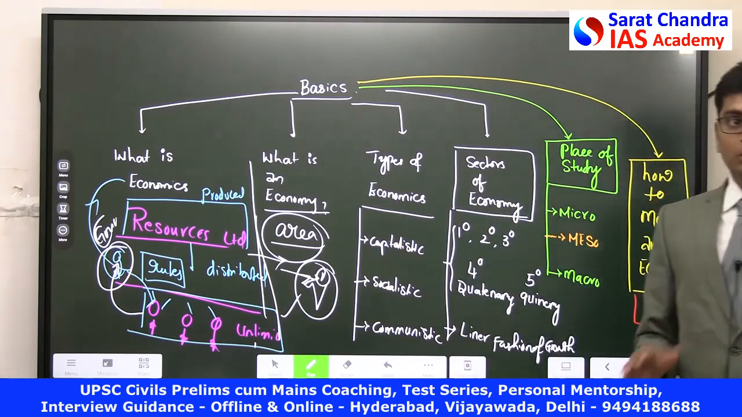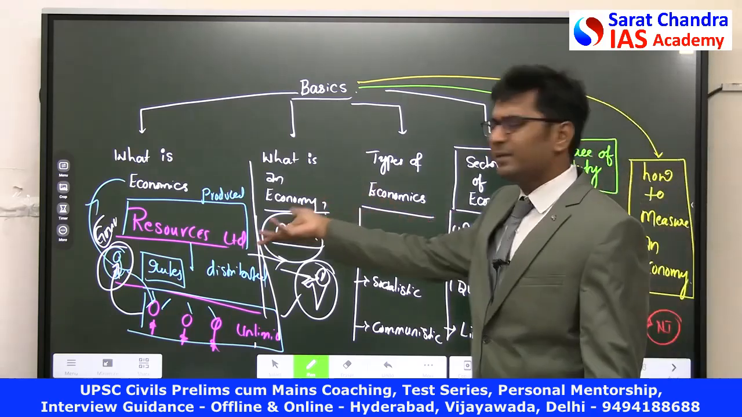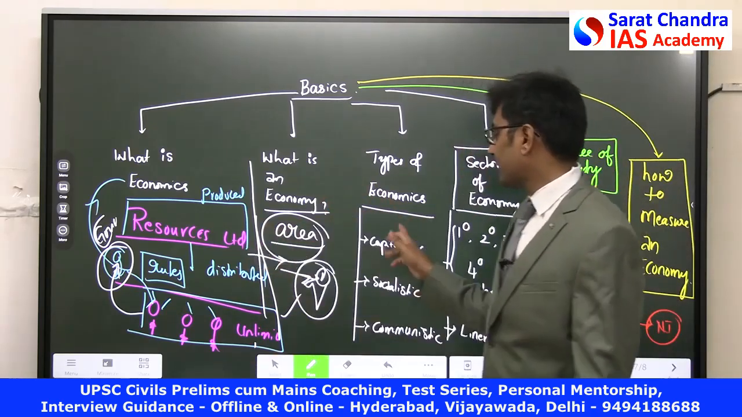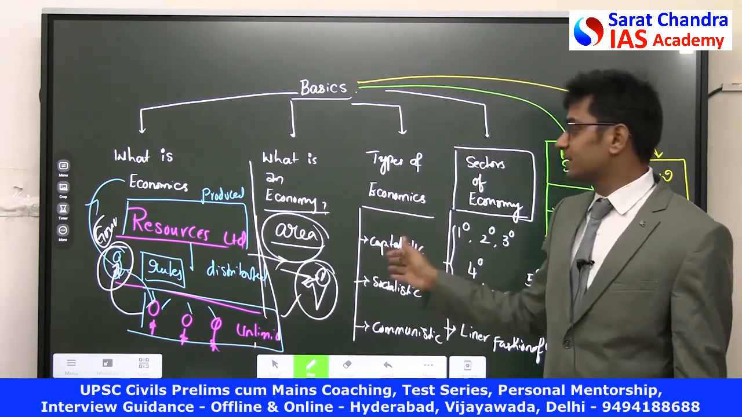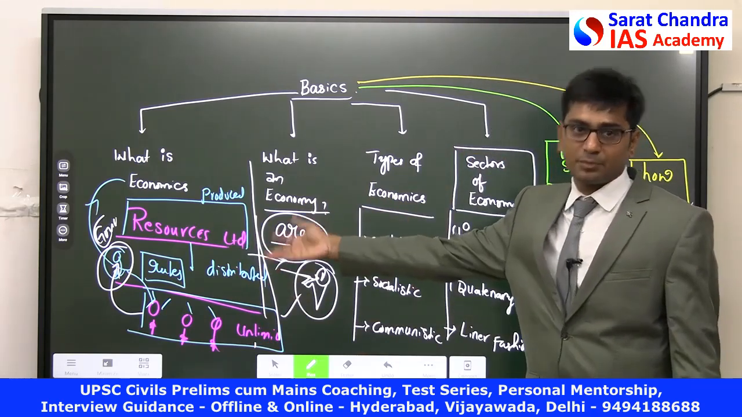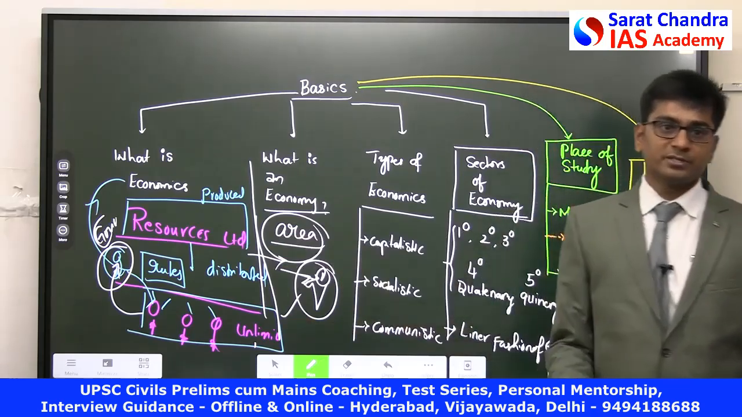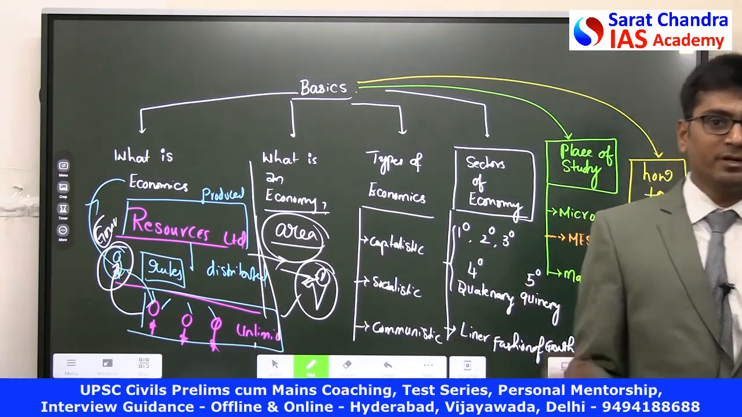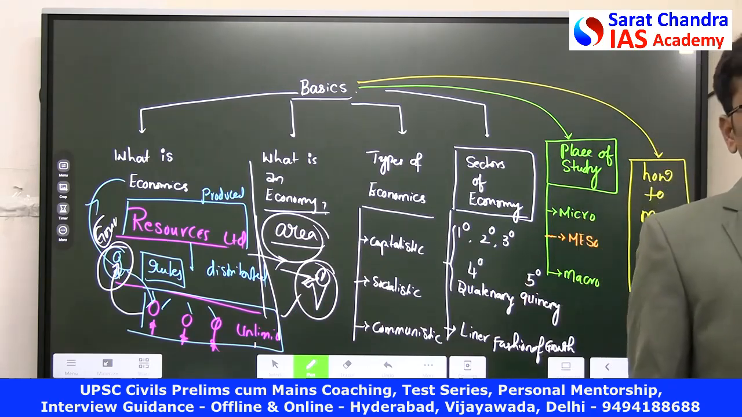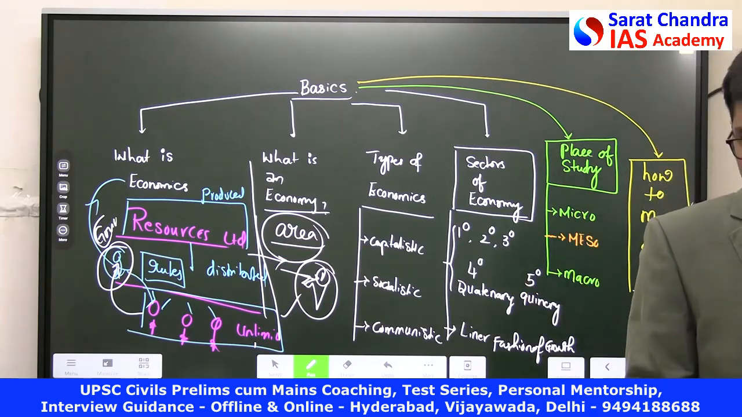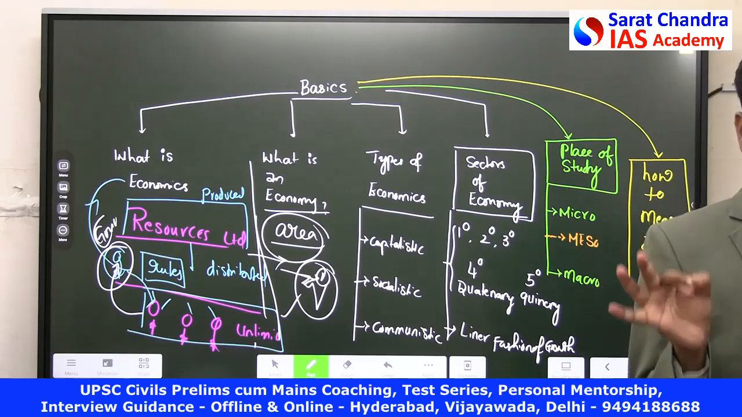For example, now when you apply these principles to an economy, that is called that economy. If you are applying capitalistic economics to an economy, you call it a capitalistic economy, socialistic economy, communist economy. For example, USA is a capitalistic economy. What does this mean? USA is a capitalistic economy.